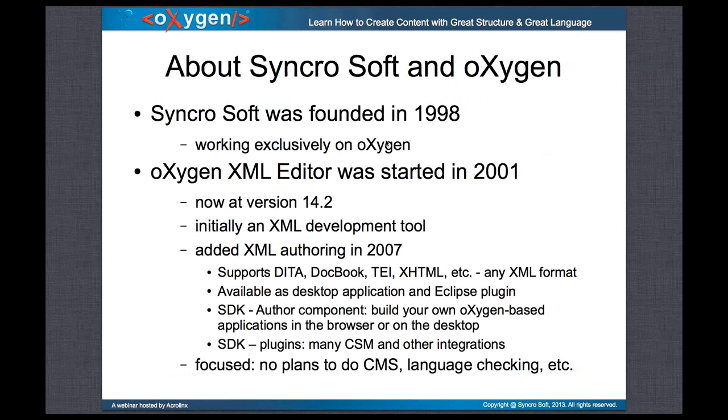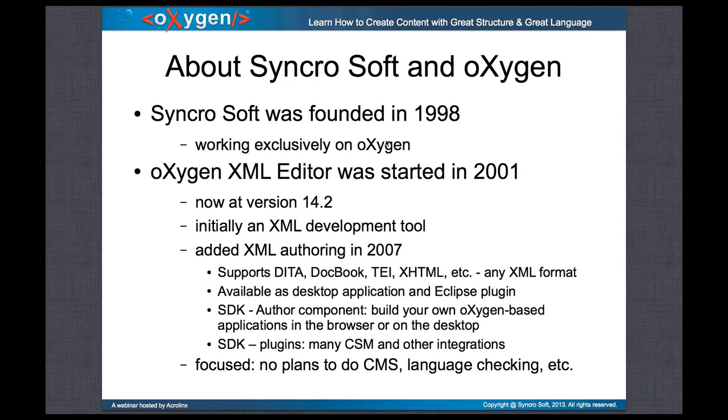As I said, a few words about Syncrosoft and oXygen. Syncrosoft was founded in 1998, and since 2002-2003, we work exclusively on oXygen. We started oXygen XML editor in 2001. Now we are at version 14.2. We started initially as a tool for XML development. And people started to ask us about an easier user interface to create XML documents. So we responded to that by adding XML authoring support, this visual editor that we offer for creating XML documents, in 2007.